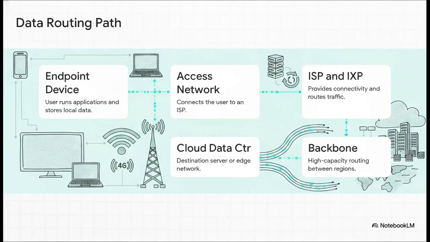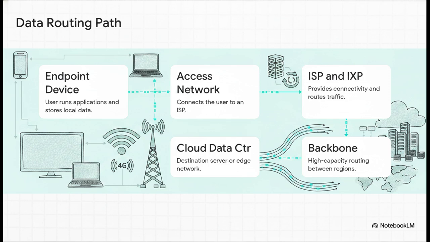It all kicks off at step 1, your endpoint device. So your phone, laptop, smart TV, whatever. From there, your little data packet moves outward to step 2, the access network. Now this might be your home Wi-Fi router or maybe the nearest 5G mobile tower. Then, for step 3, it hits your local ISP, your internet service provider, which routes it through an IXP, or Internet Exchange Point. Step 4 merges us onto the high-capacity backbone network.